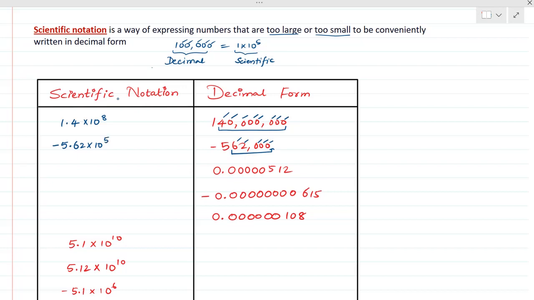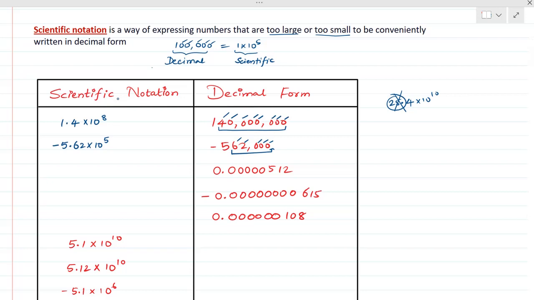Always the decimal form should have one place before the point, not two places. This is not the scientific notation. Why? Because it has a 10 place. So this is not a scientific notation. It should be only one place.